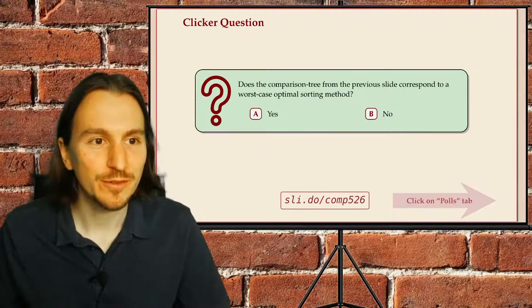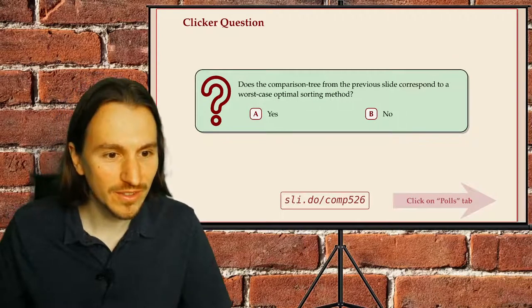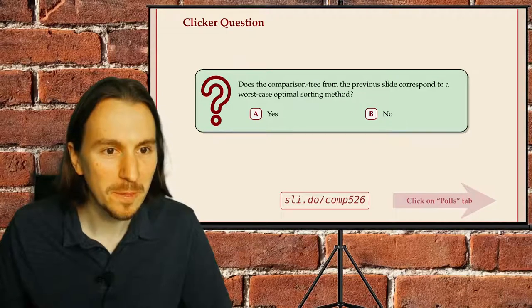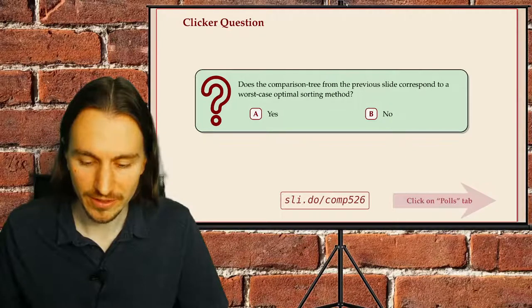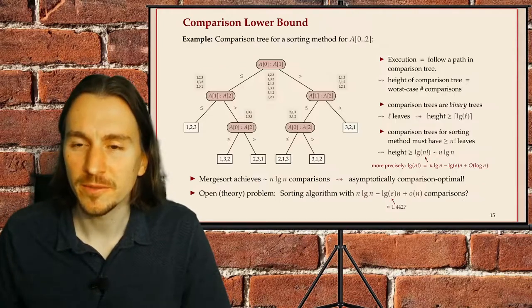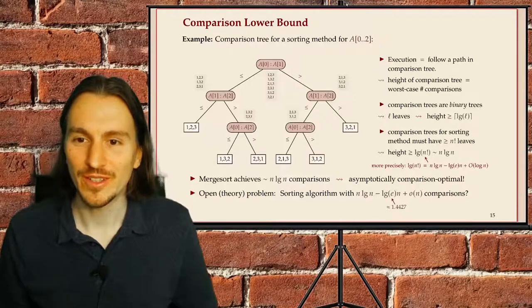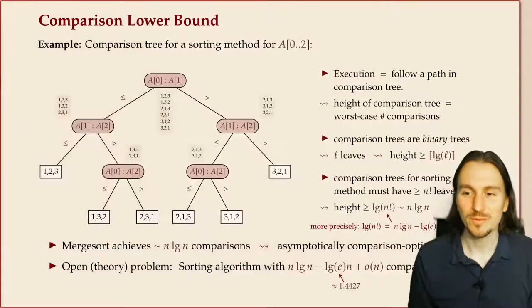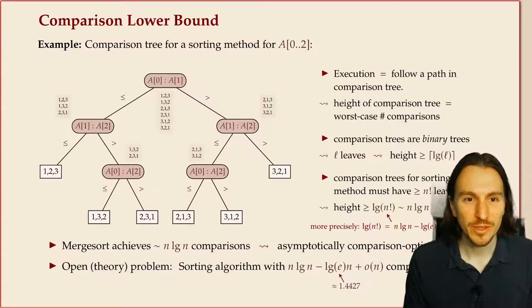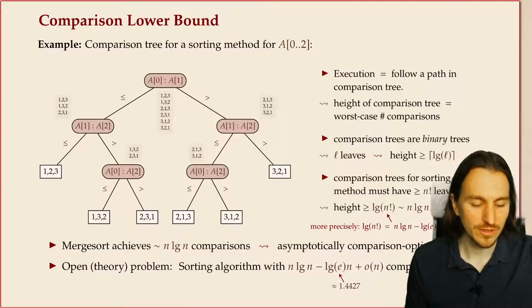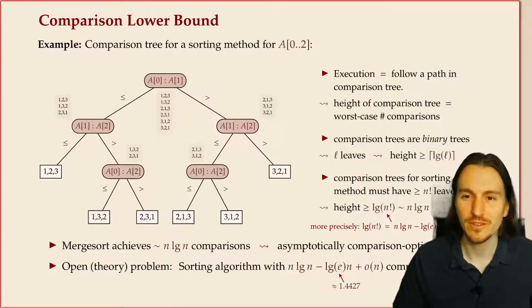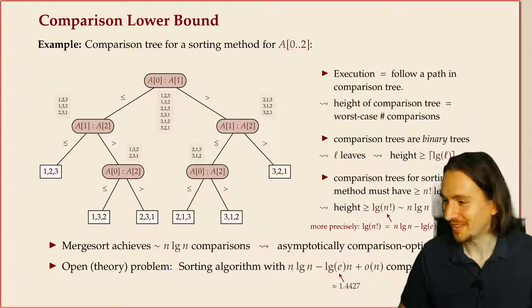I want to briefly see if you were following this. And so to test your understanding about the concept of decision trees, let's do this question. And I probably should show you this slide so that you can compare with this. So the question is, just for this input size, is this a tree that's best possible in the worst case, or is there any way we can sort three elements more efficiently? So let's see what you think.